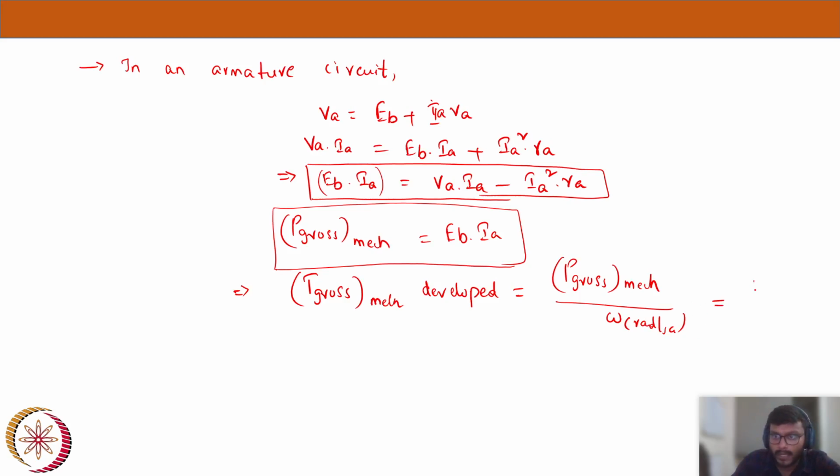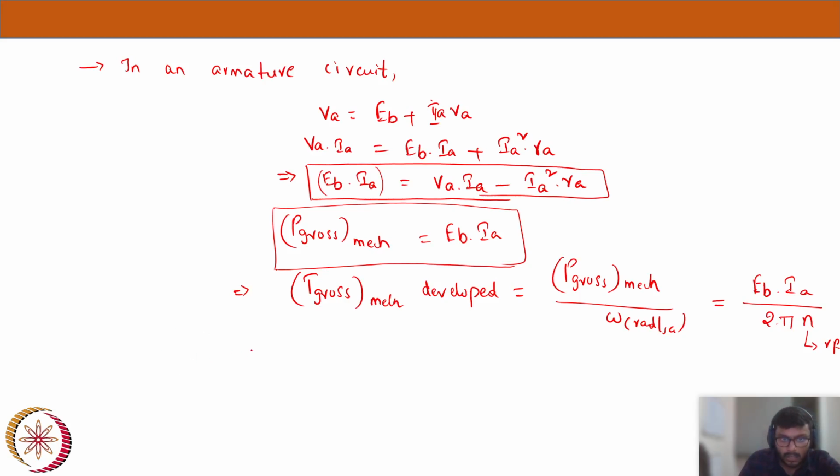Now what is the gross mechanical power? EB into IA. Omega is 2 pi n, that is 2 pi n by 60 if n is in rpm, or 2 pi into n if it is in rps. So remember this n is in rps, rotations per second.